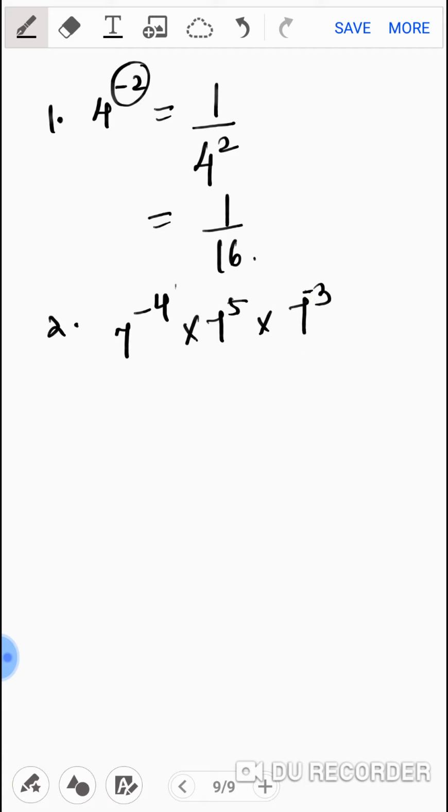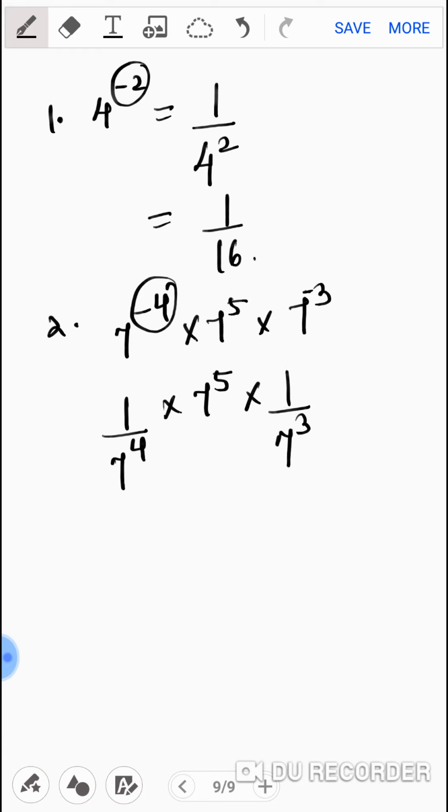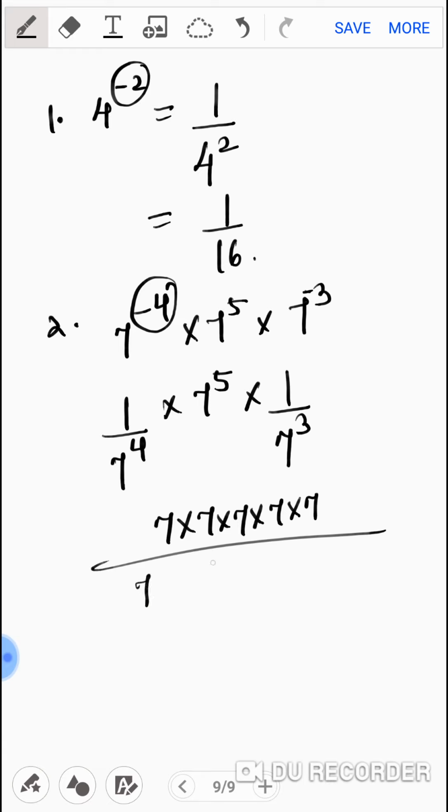Second, if I have 7 raised to minus 4, 7 raised to 5 and 7 raised to minus 3. So this minus 4, I will make it plus. So 1 upon 7 raised to 4. This 7 raised to 5 will be here only because it is not in negative. And whichever is in negative, I will take it down. Clear? 7 raised to 5 means 1, 2, 3, 4, 5. And here, if you want to do it like this, I will tell you to use the law.